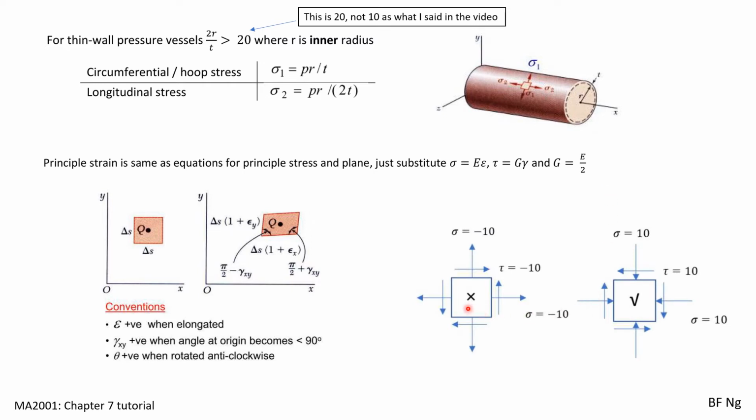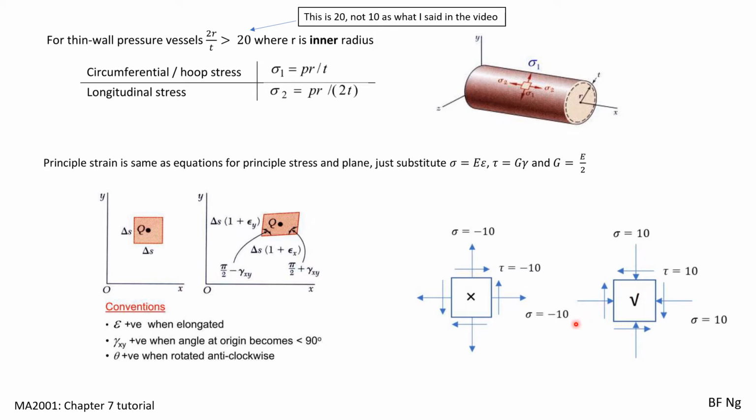When a question asks you to draw an element, and the stress on the surface itself is compressive, you should draw the arrow pointing into the element as you can see over here, and put a positive value for the sigma. You should not draw the arrow out and then put a negative sign for sigma. This itself is the incorrect way of drawing stresses on the element. This is the correct way.